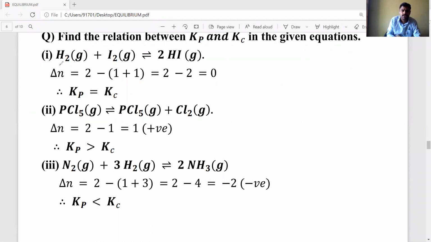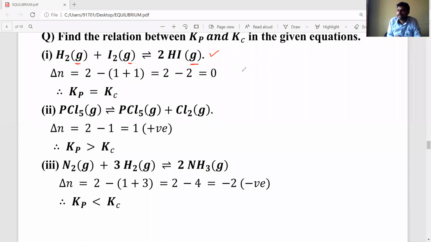For example, the first one, H2 plus I2. What is the physical state of H2 and I2? All are in the gaseous state only. The product is hydrogen iodide, which is also in the gaseous state. This is the given equation. For this equation, we have to find the relation between Kp and Kc.